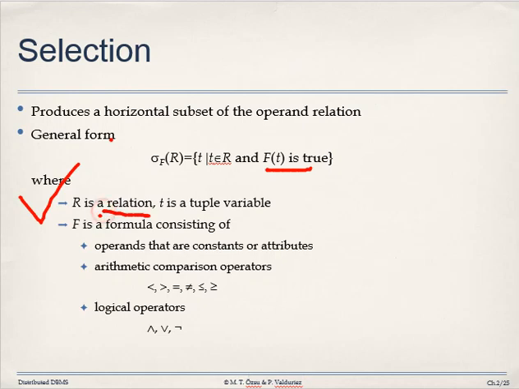Where R is the relation, t is a tuple variable, and f is the formula or function that consists of operands that are constants or attributes. Arithmetic comparisons we can apply over here are less than, greater than, equal, not equal, less than or equal to, and greater than or equal to, and the logical operators and, or, and not. So this is the general form of the selection formula.